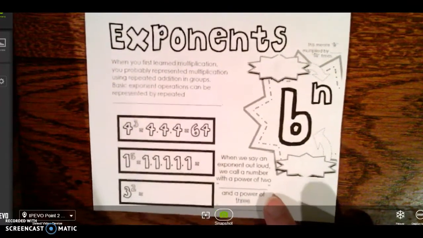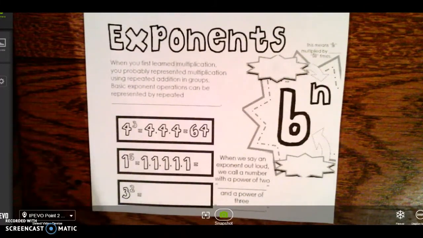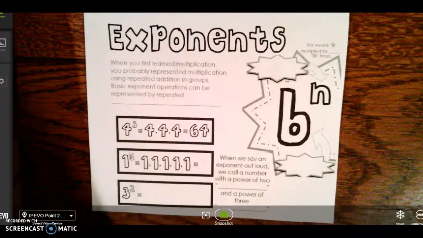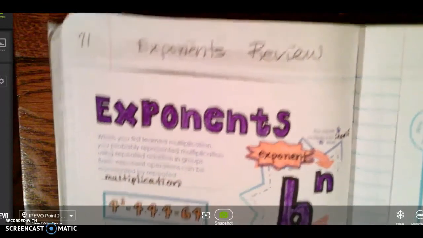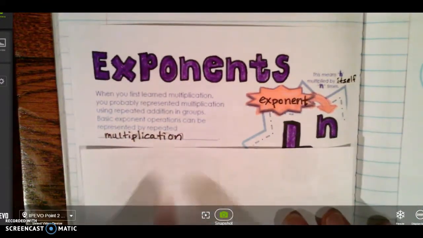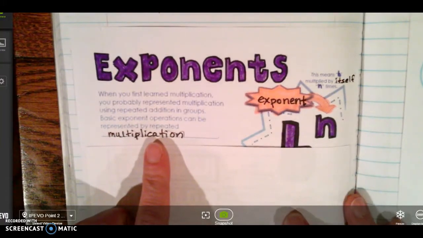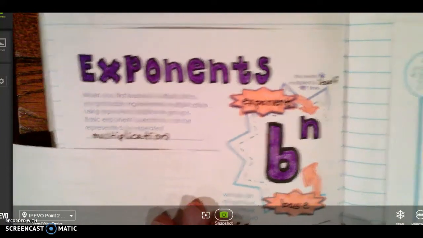First thing you need to know about exponents is when you learned about multiplication, you probably represented multiplication using repeated addition. Basic exponent operations can be represented by repeated multiplication. So the first thing you need to fill in with your note sheet is this right here, multiplication. And then we're going to move over to this side of the page.